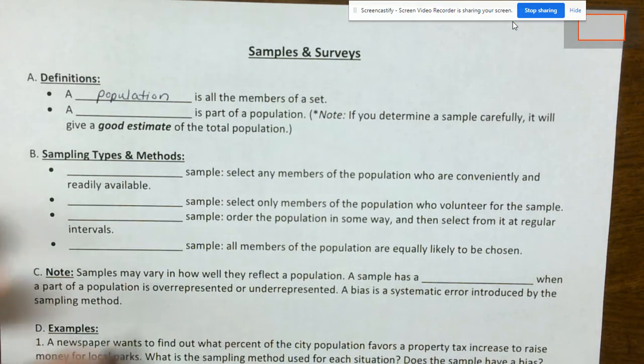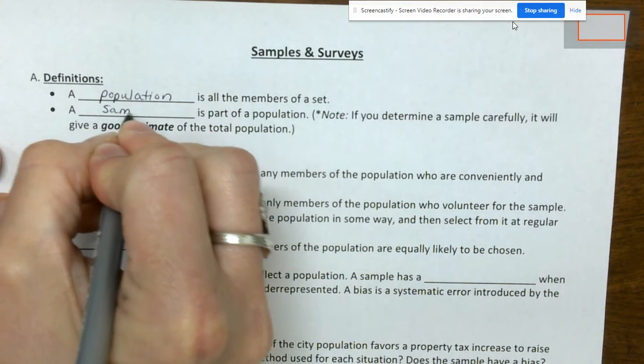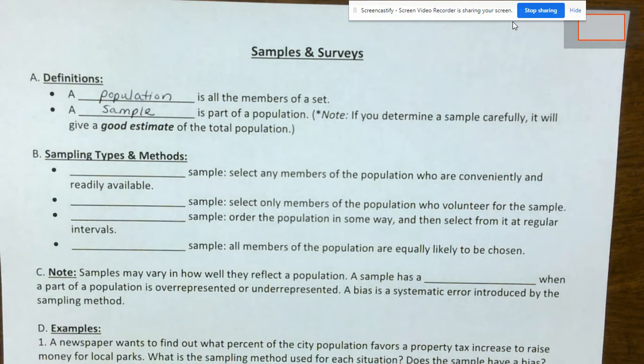The next definition is a sample. A sample is just a part of the population. In other words, I might say I'm going to pull just the seniors from the students at Randleman High School, and the seniors would be a sample of my population, which is the entire Randleman High School.